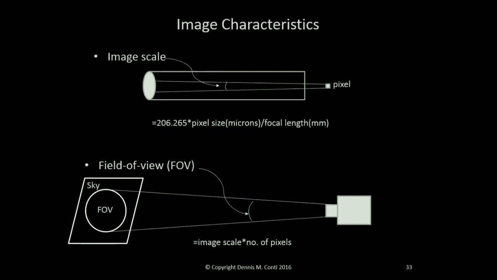Now, as far as the characteristics of an image itself, one important measure of our ability to resolve certain parts of an image has to do with image scale. Image scale is measured in arc seconds per pixel. That's to say the width of sky that a given pixel is able to collect photons on. And that's given by the formula 206.265 times the pixel size in microns divided by the focal length in millimeters.